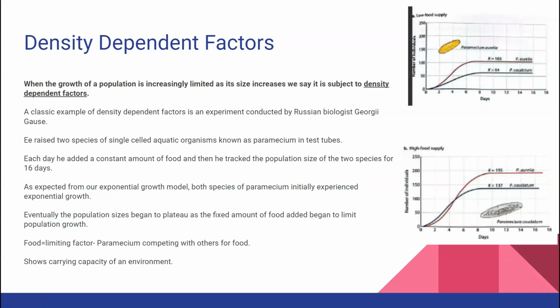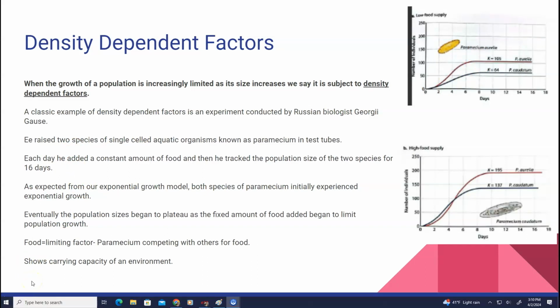A classic example of this is where we have two species of paramecium here, and a constant amount of food is added daily. A Russian biologist did this. And as expected from our exponential growth model, both species initially experienced exponential growth because they were both getting food every day. Eventually, the population sizes began to plateau as the fixed amount of food added began to limit the population growth. He did not increase the amount of food, he kept the same amount of food.